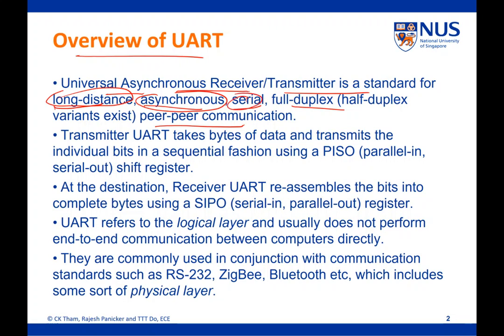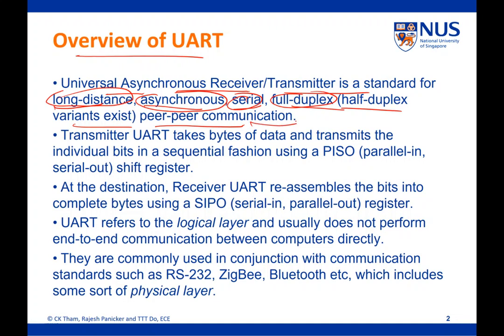Serial, you are sending bits one by one, so only one wire is used to carry one byte or one word of data. So you will be sending bits one by one. Then full duplex, you will be sending and receiving at the same time, which means you need to have at least two wires. Okay, half duplex variants exist, but in the basic form, UART is meant to be duplex.